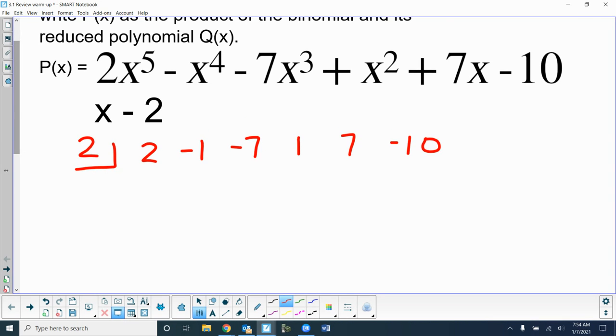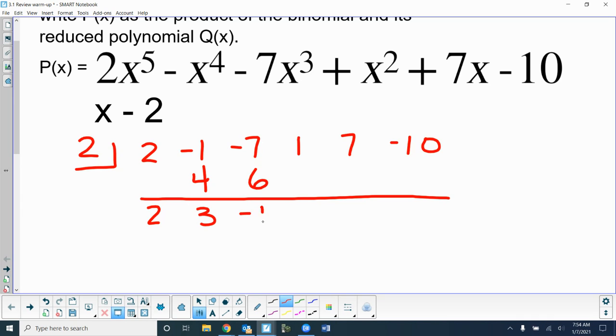All right, so when I go through this, I'm going to get a 0. 2 times 2 is 4, so I add these. 2 times 3 is 6, so I add those. I add those. I add those. And then I get my 0. So I just verified that it is, in fact, a factor. Okay?